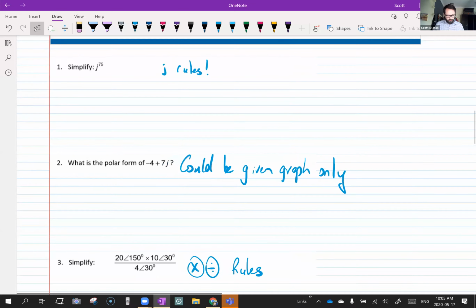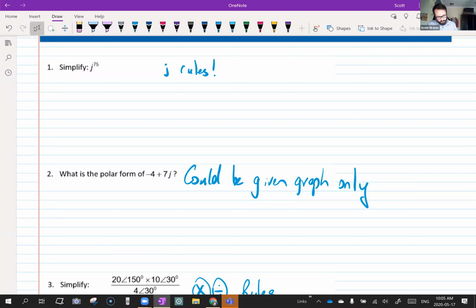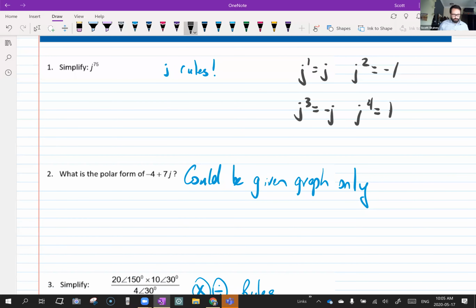The first one here, you need to remember your J rules. So remember, J to the power of 1 is J. J squared is -1. J to the power of 3 is negative J. J to the power of 4 is 1. And so on. So I can do this one very fast, actually. This is the same thing as J to the power of 4 and J to the power of 3, which would be 1 times negative J, or negative J.